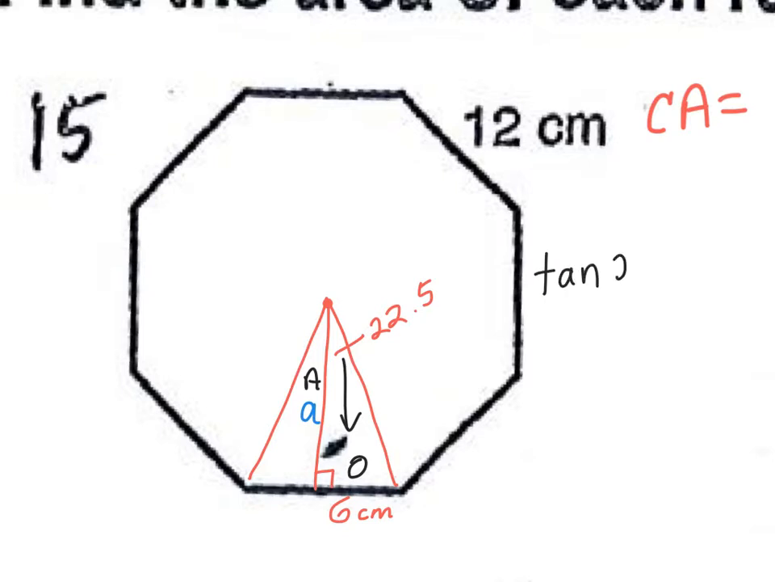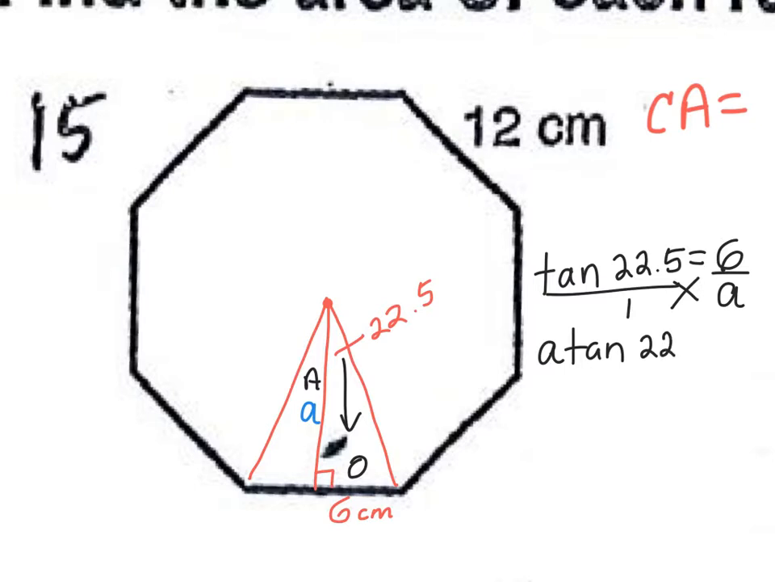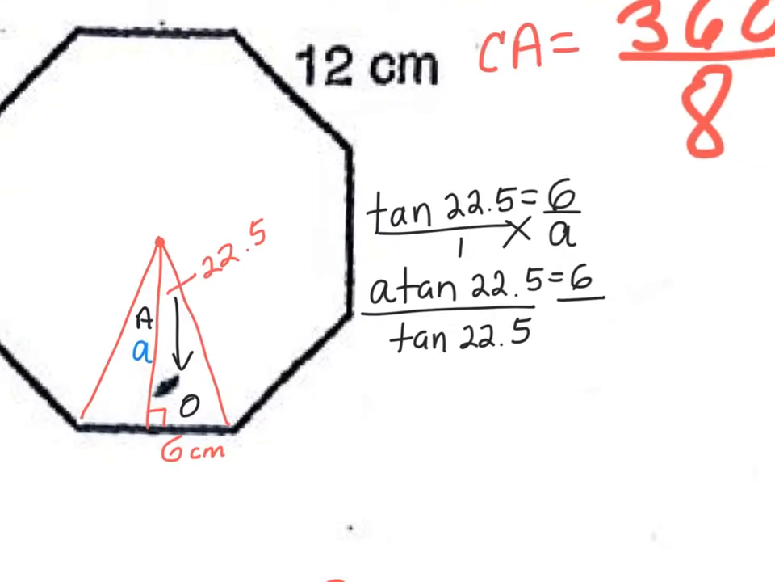So tangent of 22.5 equals the opposite side, which is 6, over the adjacent, which is the little a. Then when you cross multiply, you're going to have a times tangent of 22.5 equals 6, and then you divide both sides by tangent of 22.5. That is approximately 14.49, and this is centimeters. So that's the apothem.